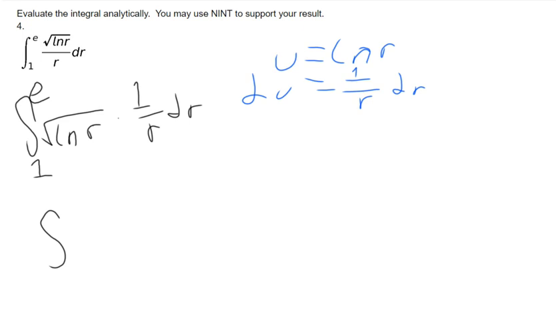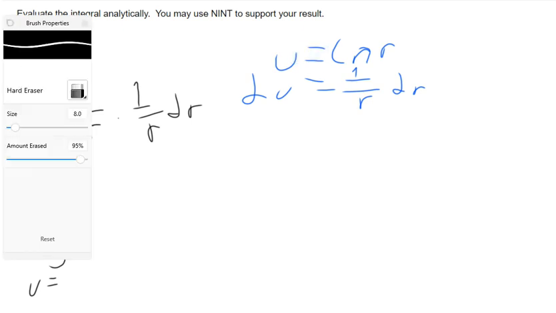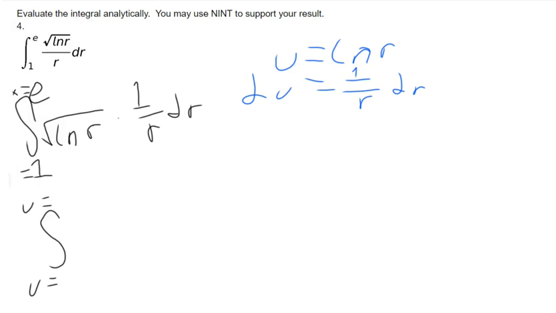So I'll have the integral, and don't forget my limits of integration. Oh, these are supposed to be r values, not x. We're using r. Same idea. R goes from 1 to e. We have to figure out what u goes from. If r is 1, natural log of 1 is 0, so u starts at 0. And if r is e, natural log of e will be 1. So u will go to 1.